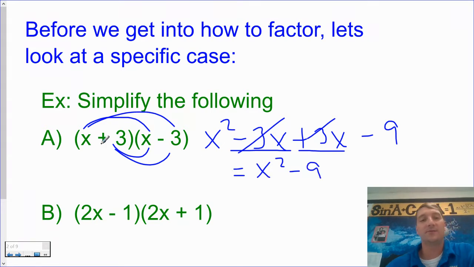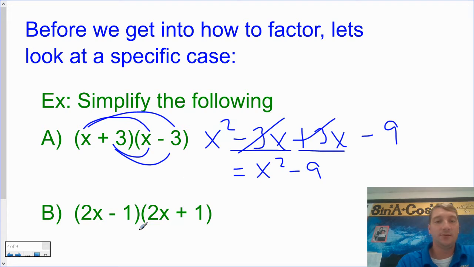Now, a couple things to remind you about that. These binomials looked almost identical, except one had a plus and one had a minus. Otherwise, they were almost the exact same thing. Then, if you noticed, my middle terms cancel out and I was left with this term minus this term. We'll talk about that one in a second.